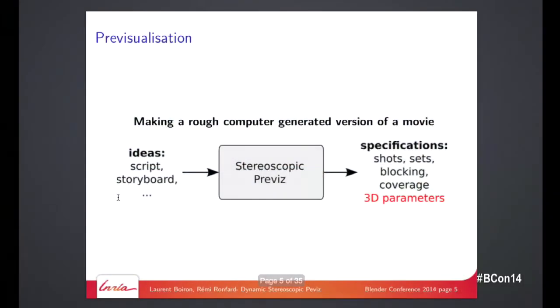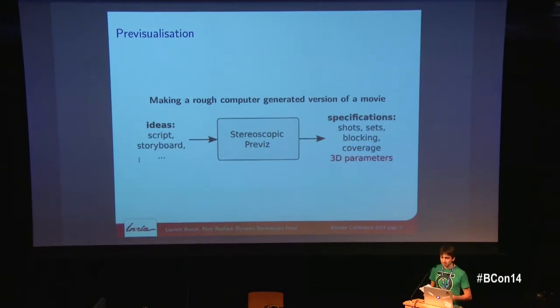previsualization is really important. So, what is previsualization? It's making a rough computer-generated version of a movie before starting shooting the movie. But it's more than just making a movie. It's also turning ideas into something more specific, specification. So as input, we can have a movie script or a storyboard, and as output we have specification on shots, on set, on the blocking and the coverage. So the blocking is where are the actors on the set and how they move on the set, and the coverage is where are the cameras on the set and how the camera moves on the set. And as we are doing stereoscopic previs, we also have specification on 3D parameters.